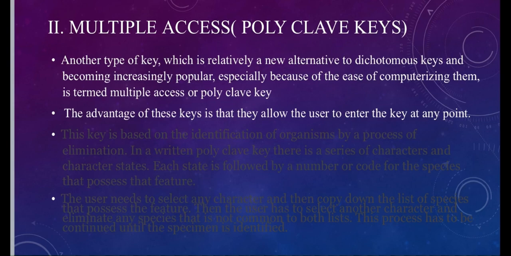In a written polyclave key, there is a series of characters and character states. Each state is followed by a number or code for the species that possesses that feature. The user needs to select any character and then copy down the list of species that possess the feature. Then the user has to select another character and eliminate any species that is not common to both lists. This process has to be continued until the specimen is identified.